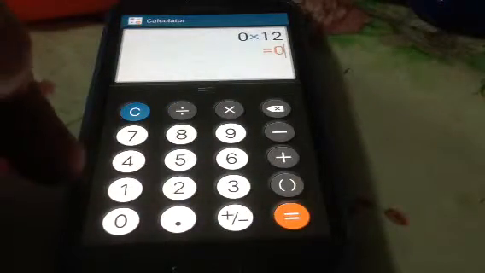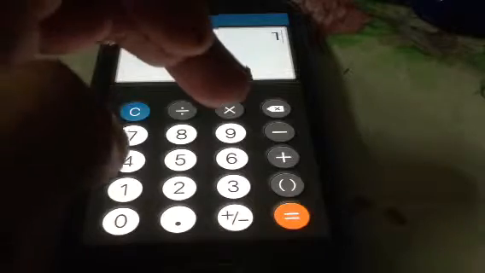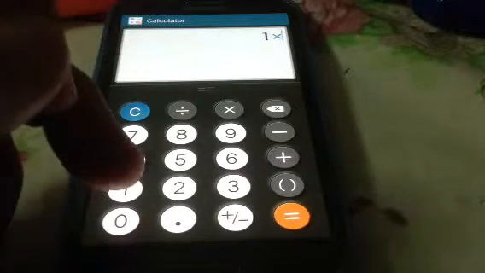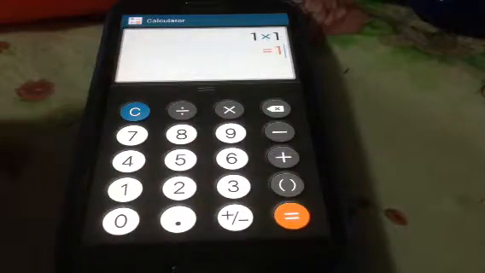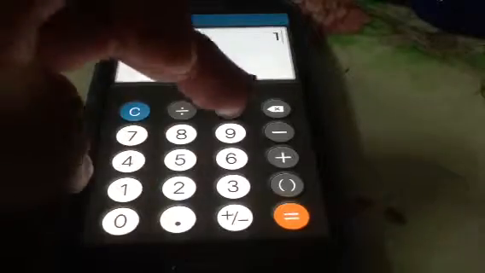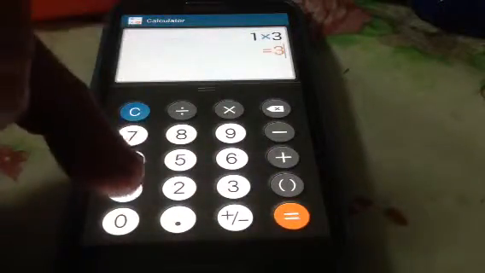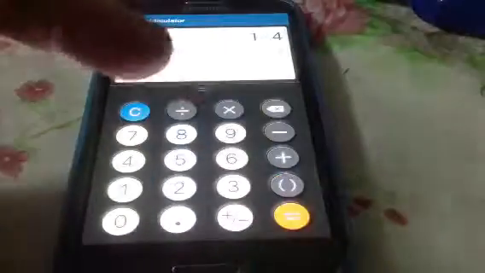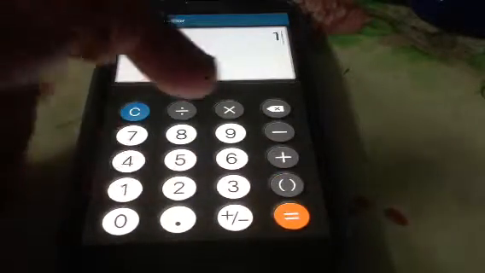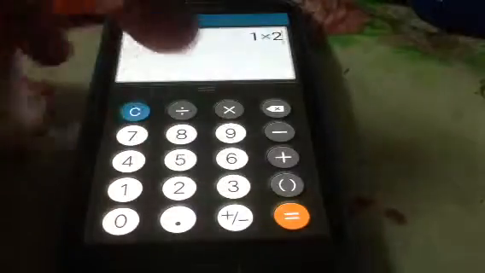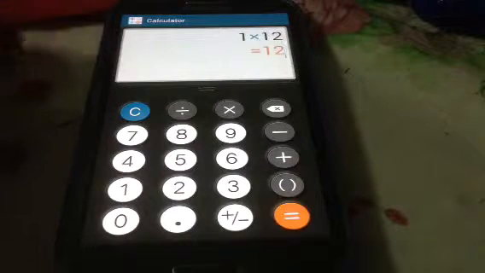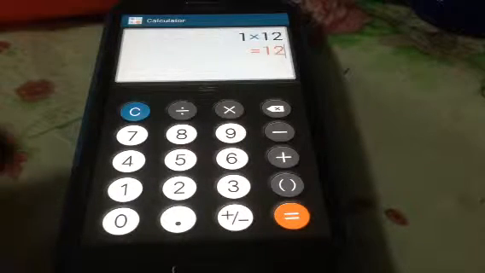Then the next one will be 1. If you multiply a 1 by any number, 1, 2, 3, 4, etc., you'll get the number itself, like 1 times 1 is 1, 1 times 2 is 2, 1 times 3 is 3, 1 times 4 is 4, etc. until 1 times 12. 1 times 12 is 12. Okay, so let's carry on until 12.